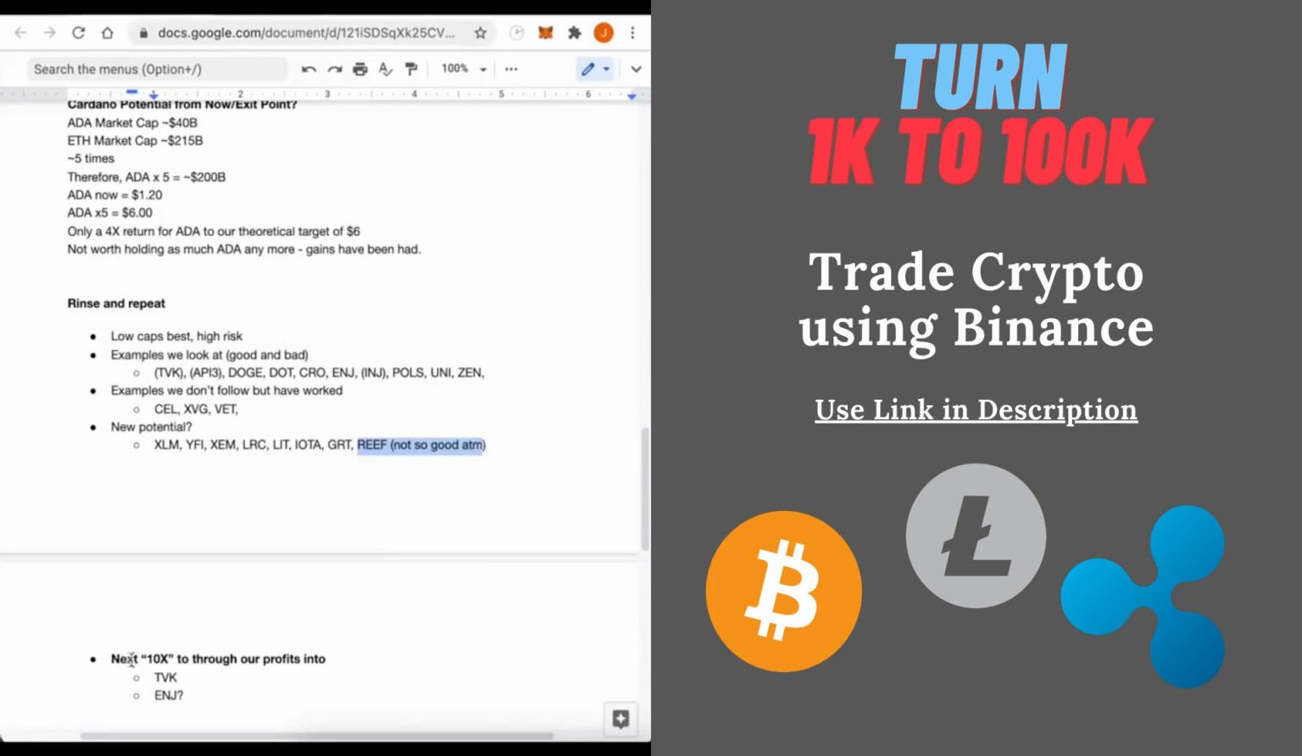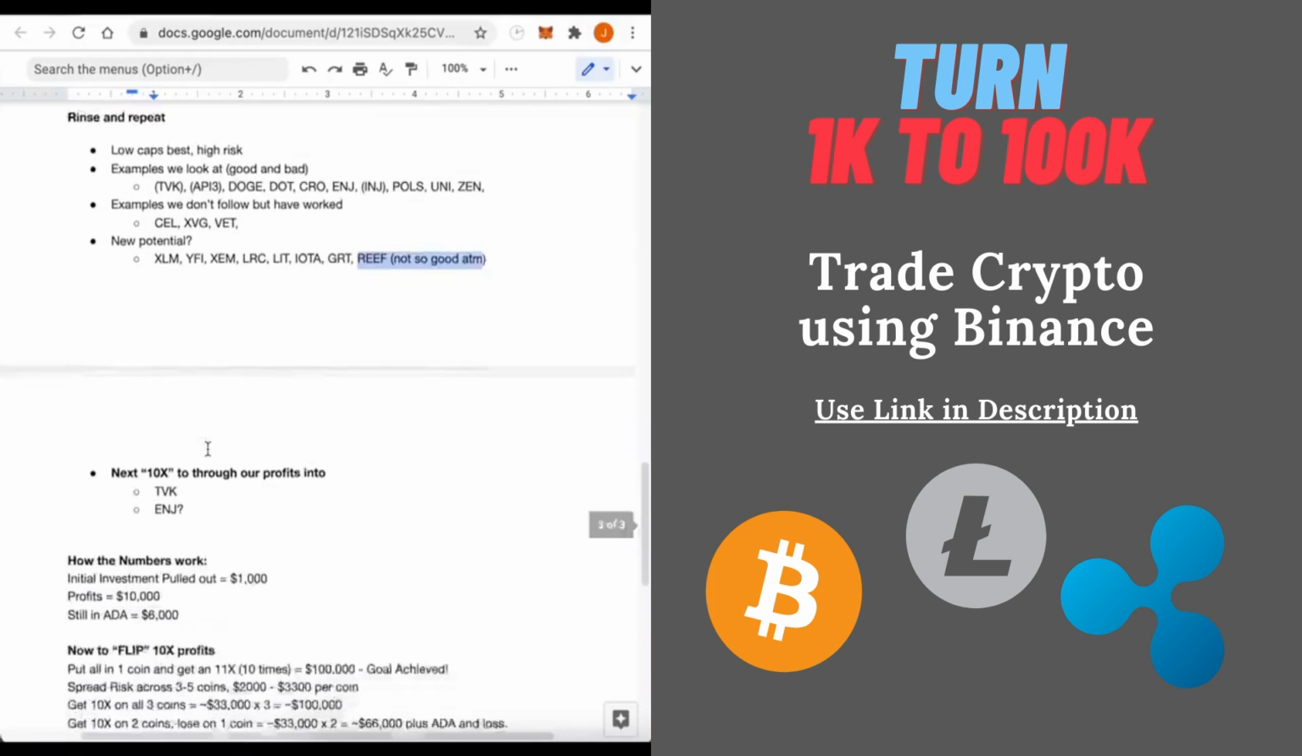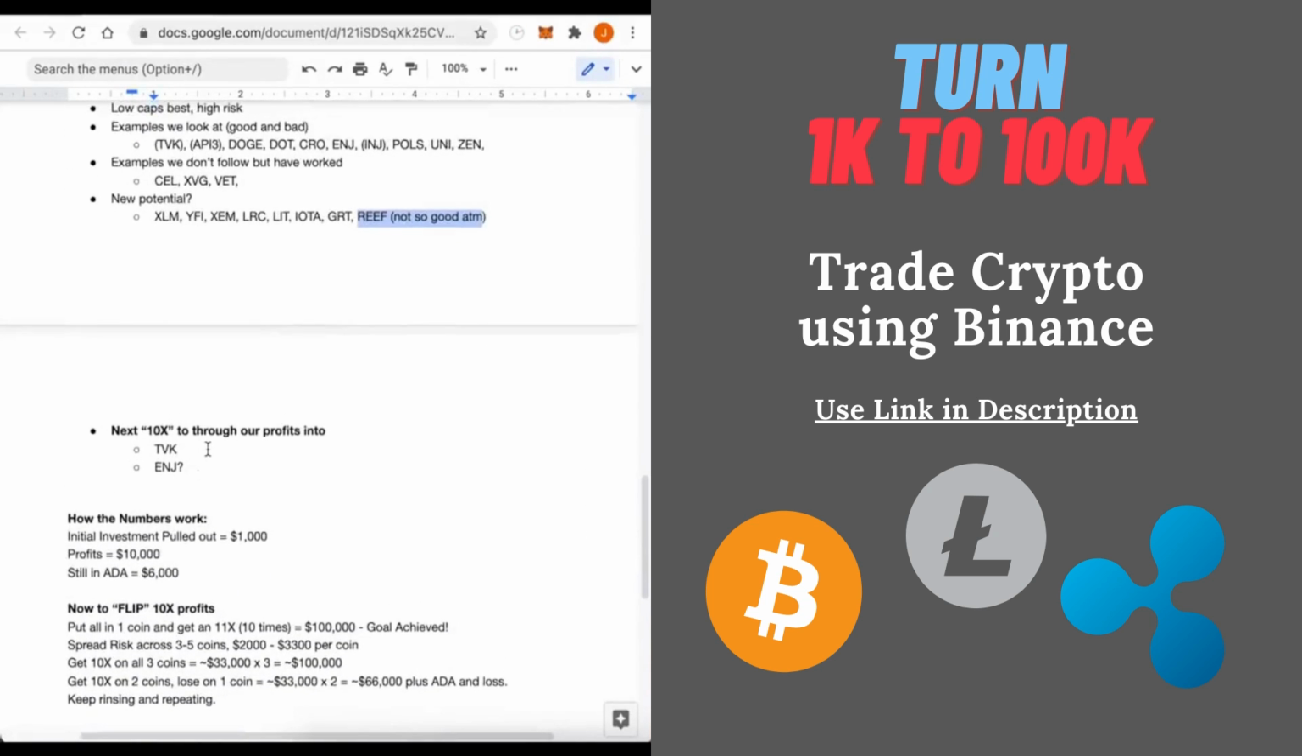So what do we do now? Next 10x, do we throw our profits into TVK or Engine? We've got the super high risk at the very low end of the market. Maybe we get a 20x out of it. Or we go with something more established like Engine, and we could possibly see it do a 10x from that point. So let's have a look at what we do next. And we've got some numbers to look at.